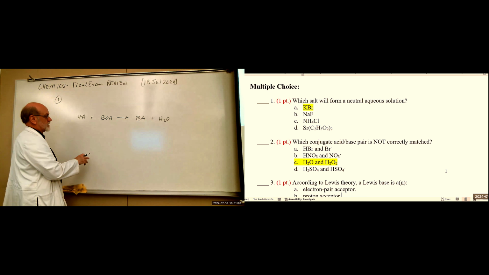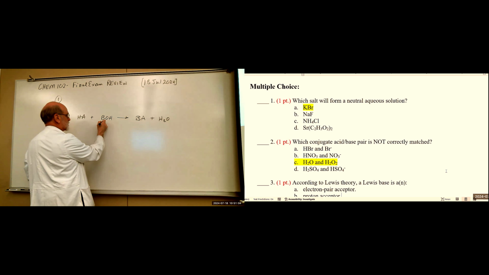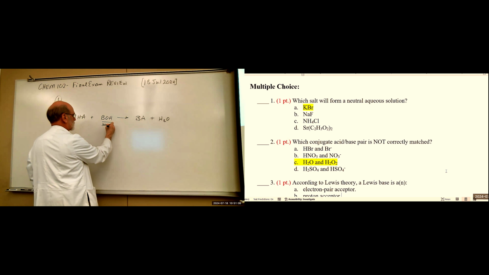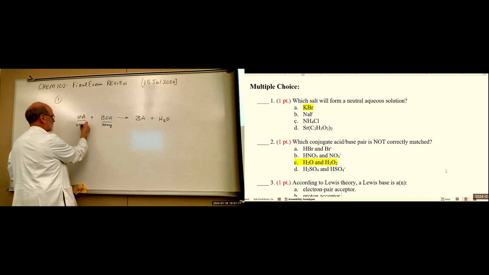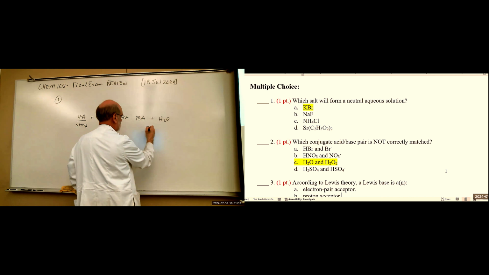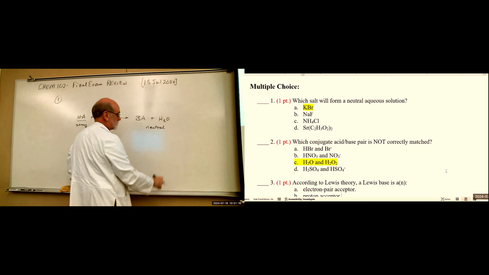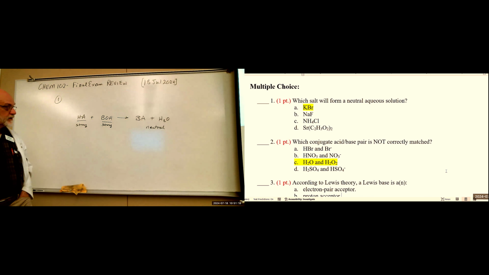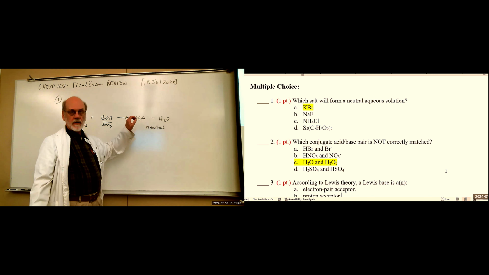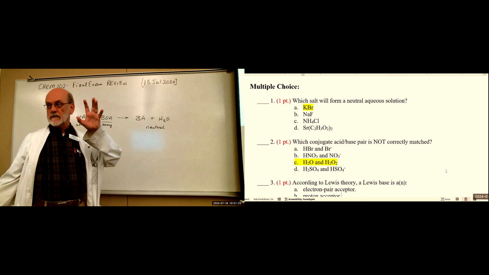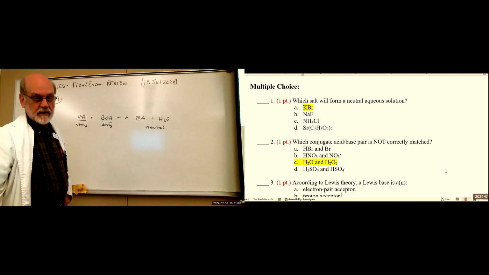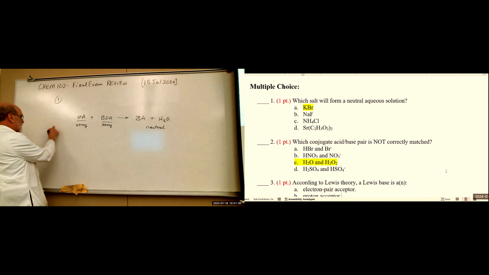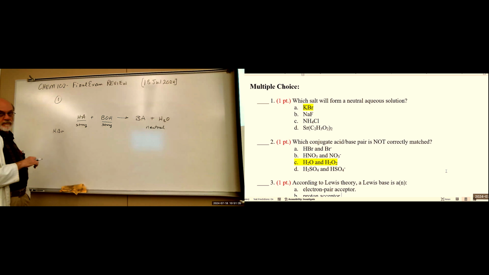The rule of thumb is if this is a strong base and this is a strong acid, then this is going to be neutral. So if your cation and your anion are both derived from a strong acid and base, then your aqueous solution is going to be neutral. The only one that fits is A, KBr, like hydrobromic acid and potassium hydroxide, both strong.